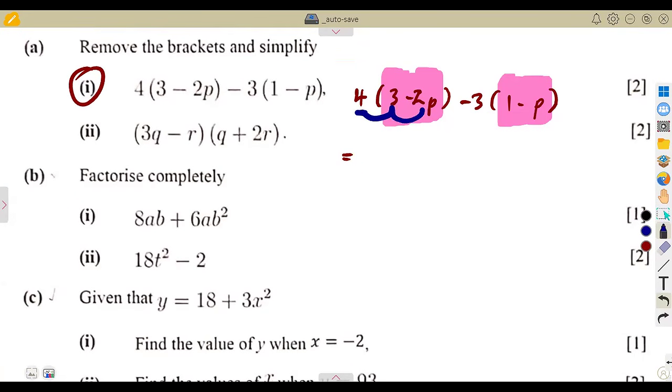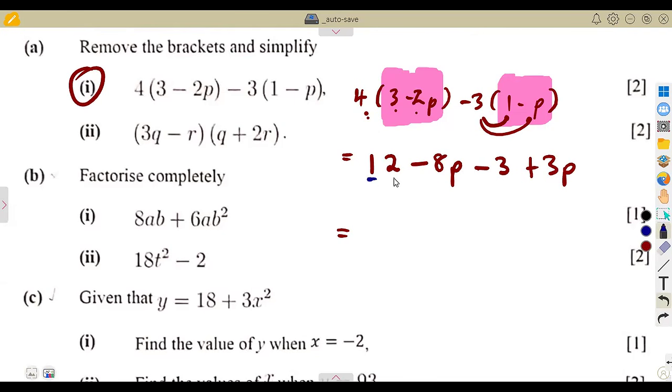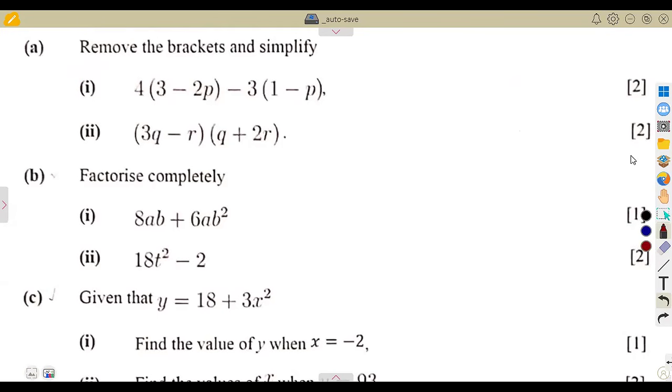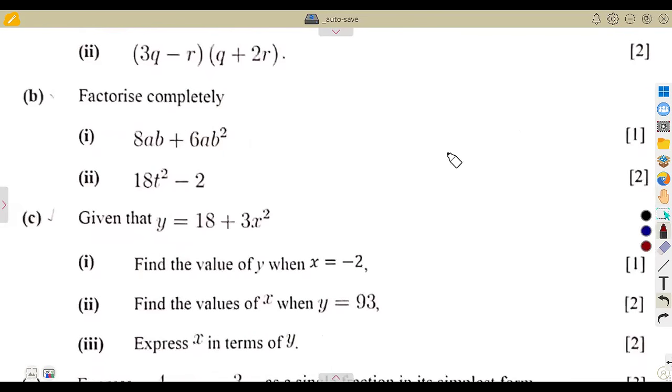So 4 multiplies everything. All right, that is 4 times 3, which is 12. 4 times -2p, which is -8p. Okay, you do the same thing with -3. It multiplies 1 minus p. -3 times 1 is -3, and -3 multiplies p. That will be a positive 3p. Collecting the like terms, that is the part of p, the numbers together. So we've got 12 and -3. So 12 minus 3, that is going to be a 9. Then you are left with -8p plus 3p. -8p plus 3p, that is -5p. And that is -5p. Just like that. For 2 marks, guys.